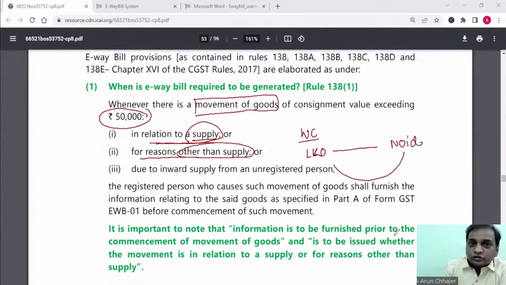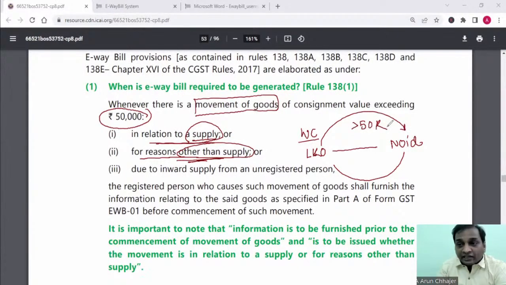He is moving the goods from within the state from one location to another location to carry out the work. It is not a different GST number. It is not a supply. But if the value of the goods is more than 50,000, then it requires an e-way bill.